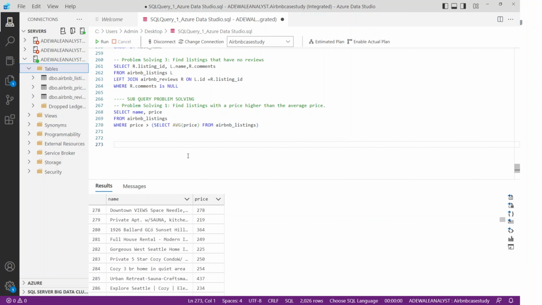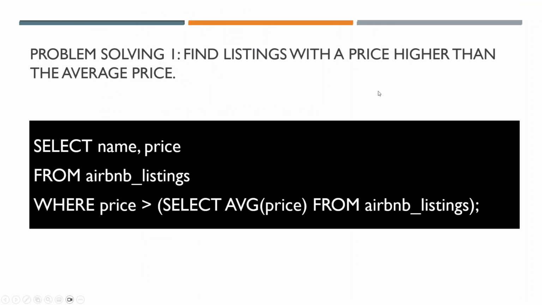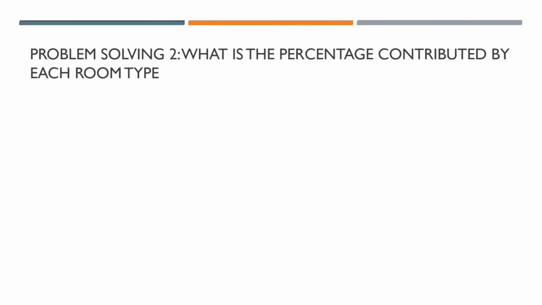So that is a way of me doing a nested query. This is how your query should look when you are done. You are selecting name and price from the Airbnb listing table where price is greater than the average of the entire table, right? So let's look at another problem to do another subquery.